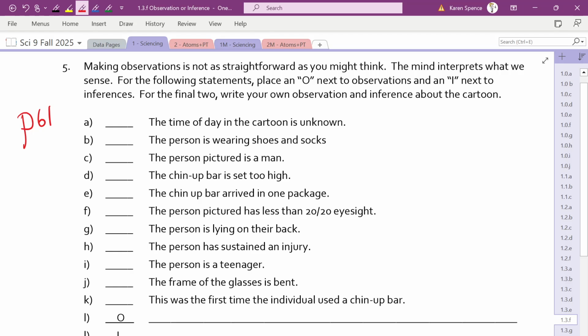Sorry, this should say on page 61. That should say on page 61. Want to work ahead?